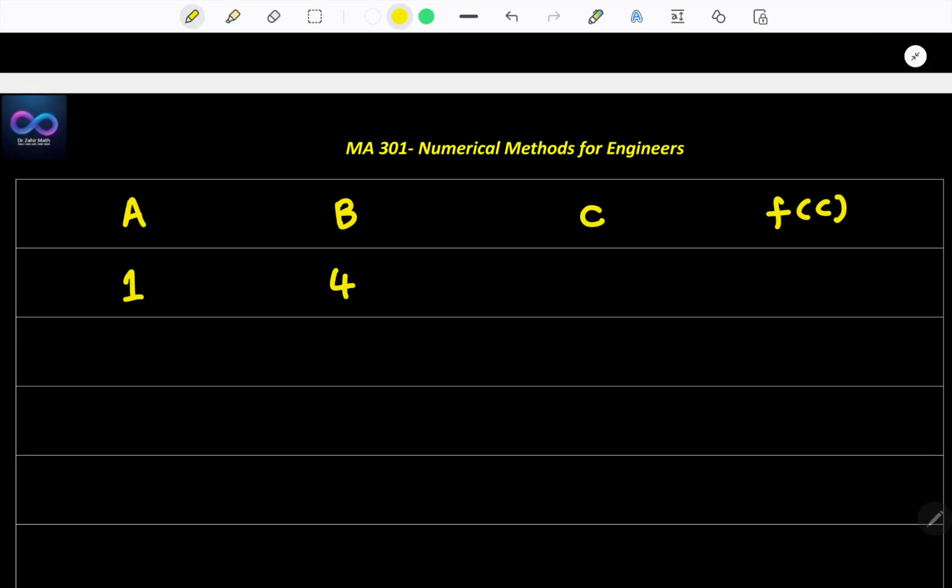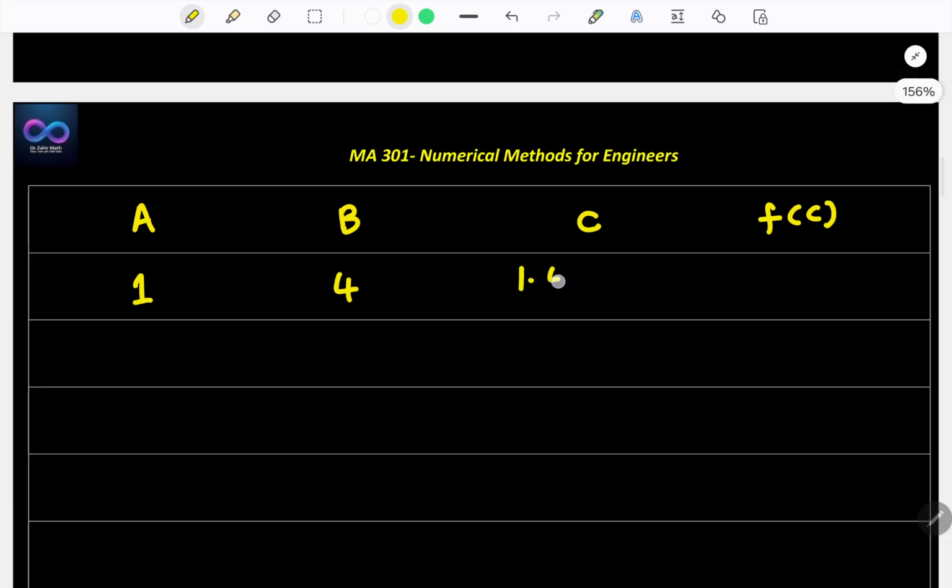Come on, press the button calc. A is equal to 1, B is equal to 4, and then the C value automatically comes: 1.5455, and f of C is minus 6.0856.